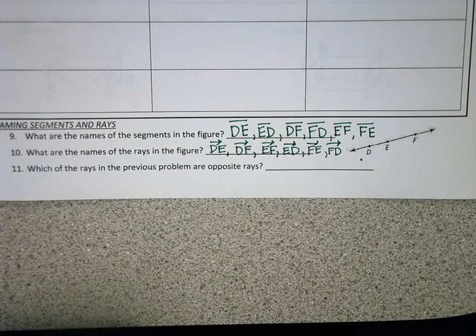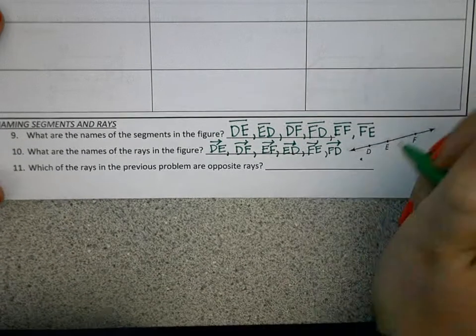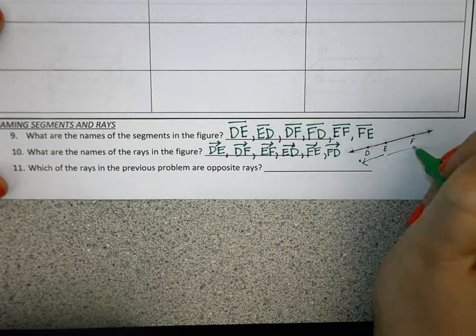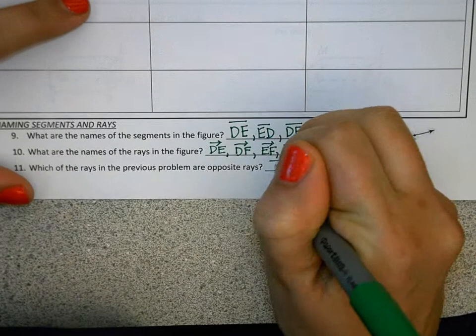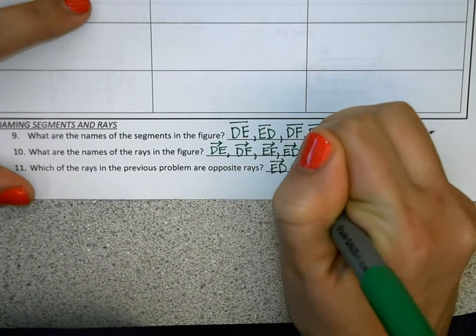Only two of these rays are considered opposite rays. What are the two opposite rays? Yeah, good. ED, which goes this direction, and EF, which goes this direction. So there's ray ED and ray EF.